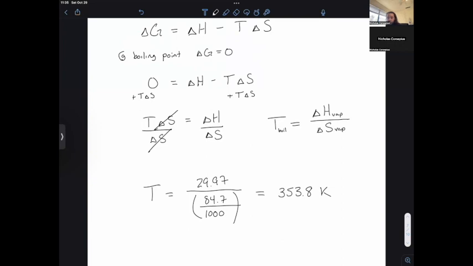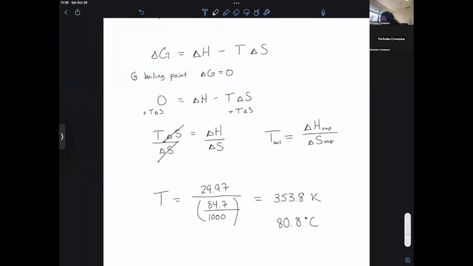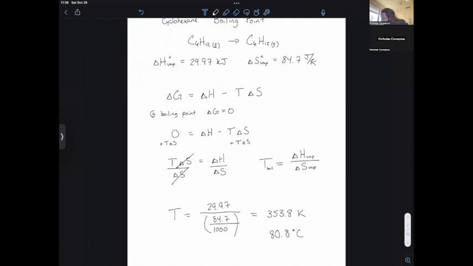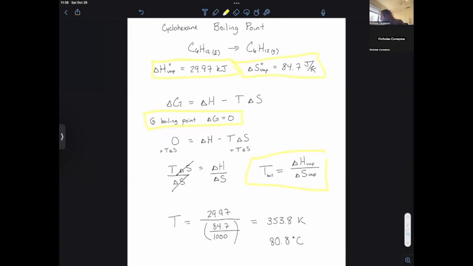If we wanted to convert that to something a little bit more meaningful, to convert that to Celsius, we would subtract 273, and we would see that this is 80.8 degrees Celsius, right? So using the fact that delta G is 0 at the boiling point, if I'm given the delta H and the delta S of this vaporization reaction, I can use that to approximate the boiling point using that equation there. All right, so just some cool things we can do with our free energy, our thermodynamic variable. Cool.